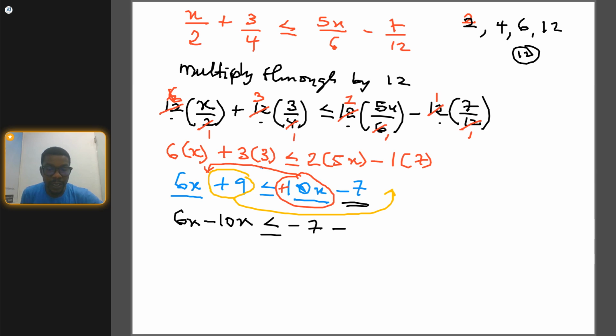That is subtracting 10x from 6x. We are going to have minus 4x less than or equal to minus 7 minus 9. That should give us minus 16. You are owing 7, you are still owing another 9. That means in total, you are owing 16.